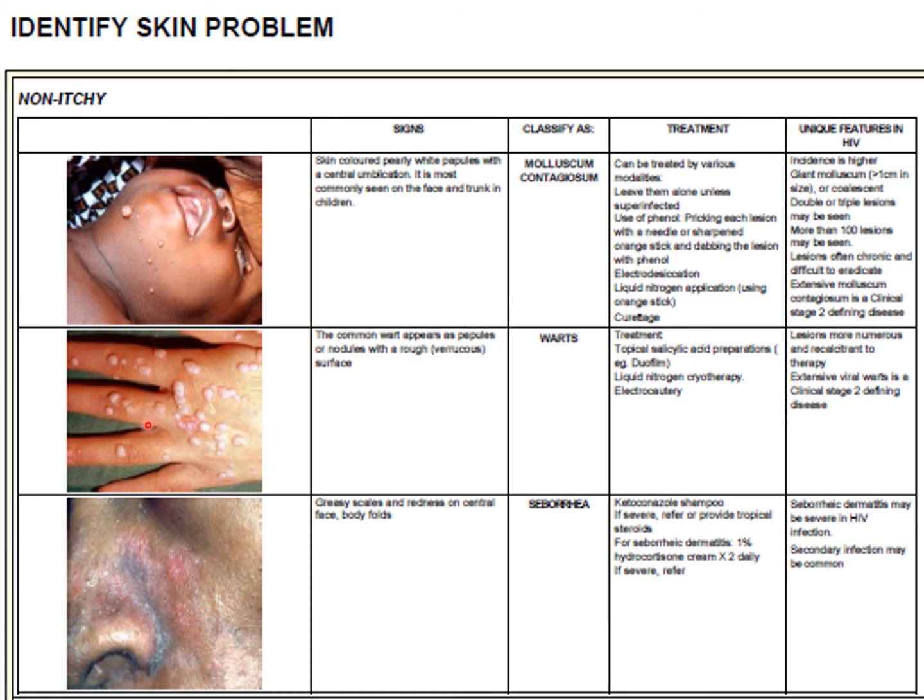Next would be your warts. The common wart appears as papules or nodules with rough verrucous surface. So we treat with topical salicylic acid preparation like your Duofilm, or liquid nitrogen therapy or electrocautery. For unique features in HIV, the lesions will be more and numerous, and can be recalcitrant to therapy. There will be extensive viral warts, which is a clinical stage 2 defining disease.